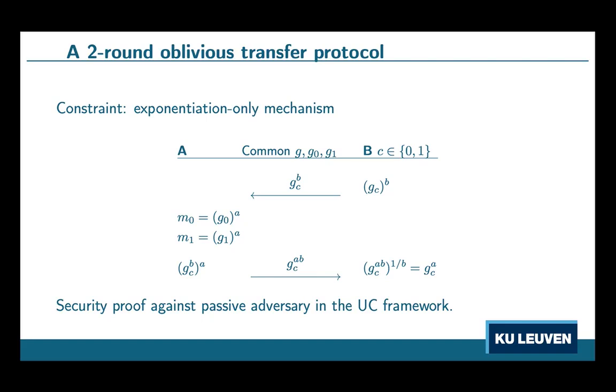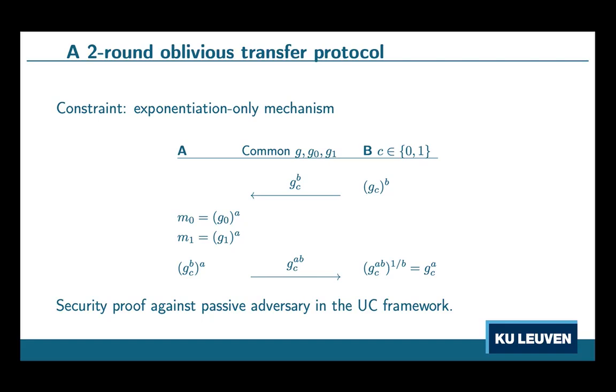G0 and G1. The receiver Bob also has a choice bit. The point of the oblivious transfer protocol is that Alice will obtain 2 random strings, here M0 and M1, and Bob will choose one of them, and Alice will not know which one Bob chose, and Bob will not know the one that he didn't choose.